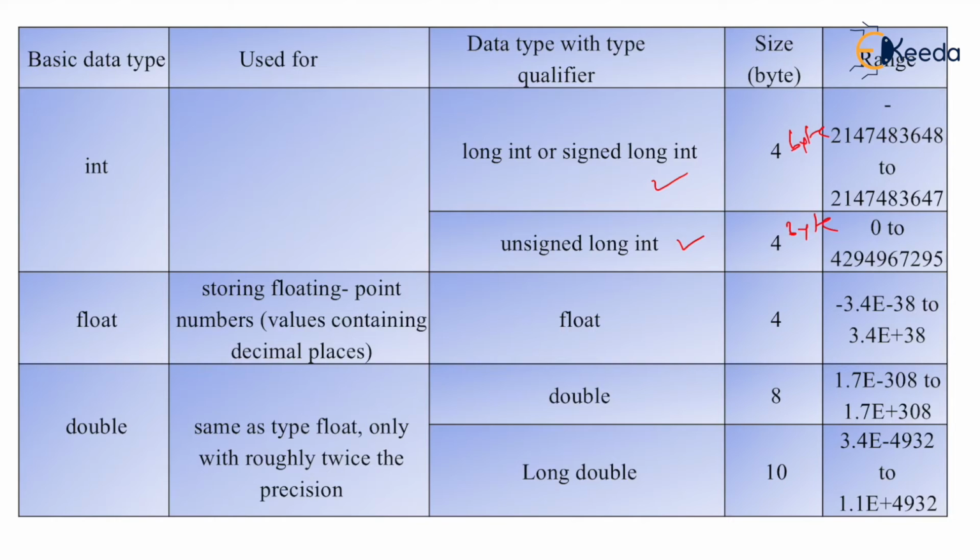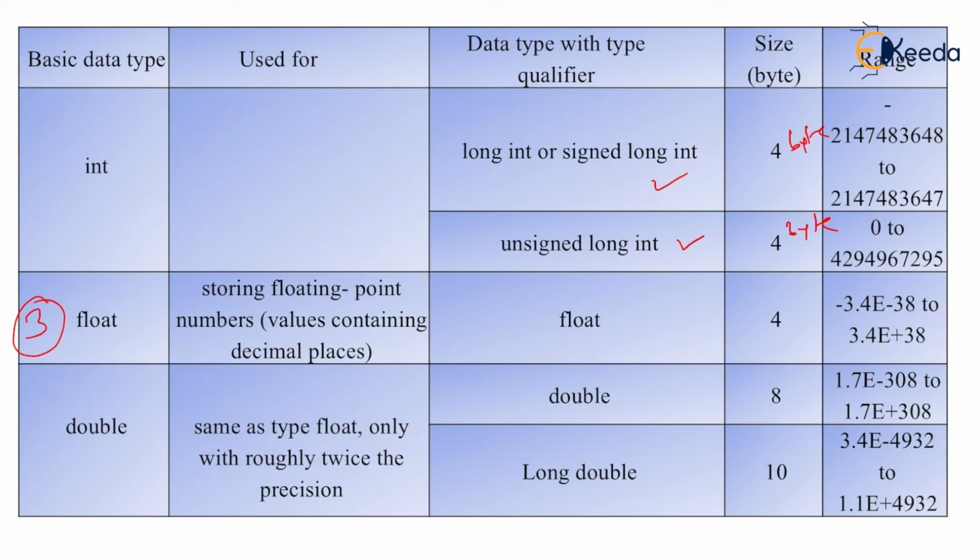So whenever you want to store a large range like 1,000 or the lakhs or the billion values, at that time you can give your qualifier data type as a long int. Am I clear?